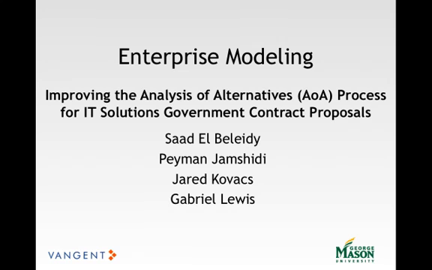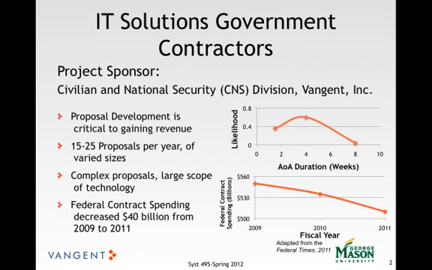This project is a senior design undergraduate capstone project in the Systems Engineering and Operations Research program at George Mason University, and the topic is enterprise modeling and how to improve the analysis of alternatives process for IT solutions government contract proposals. This project was sponsored by the Civilian and National Security Division of Vangent Incorporated, who is an IT solutions government contractor based in Arlington, Virginia.